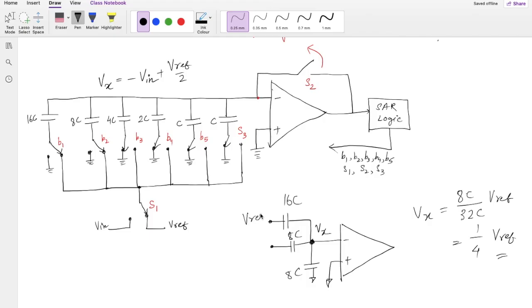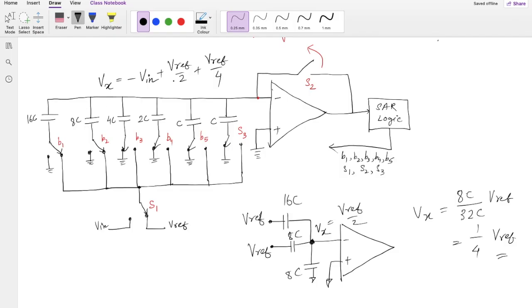if this is Vref and this is grounded, we know that previously this is Vref by 2. So now what will happen if I connect both of them to Vref? It will be just the summation of these two voltages, Vref by 2 and Vref by 4, based on the superposition theorem. If only this is connected, then this voltage is Vref by 2, whereas if only this is Vref and the others are grounded, this is Vref by 4.